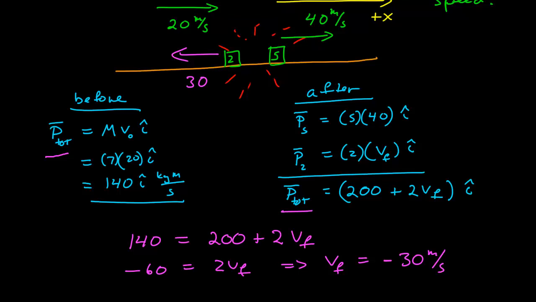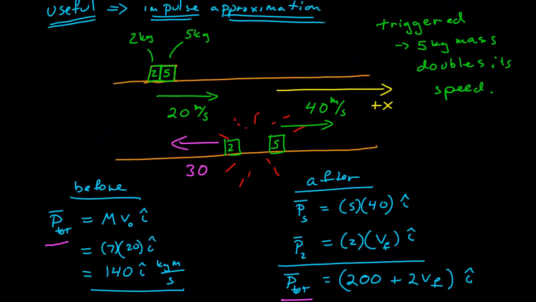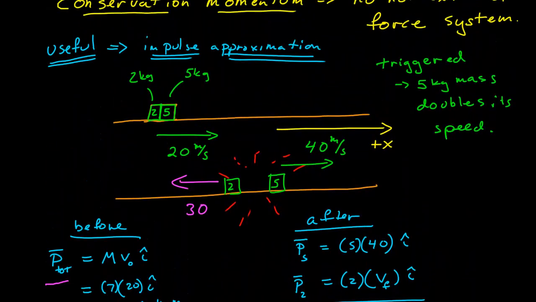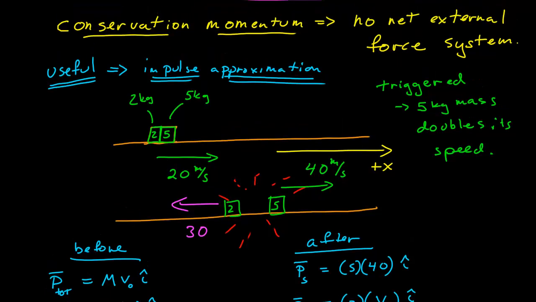And the question is, could we? I mean, this system was sliding along, and so we have to ask the question, was there any net external force on the system? And the answer is yes.